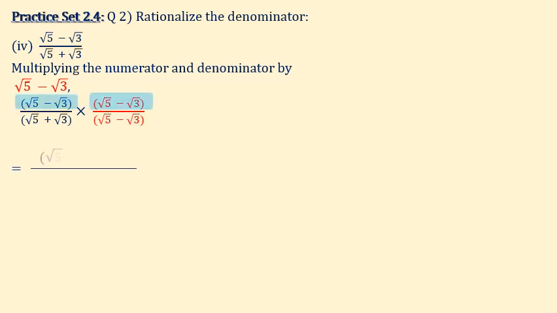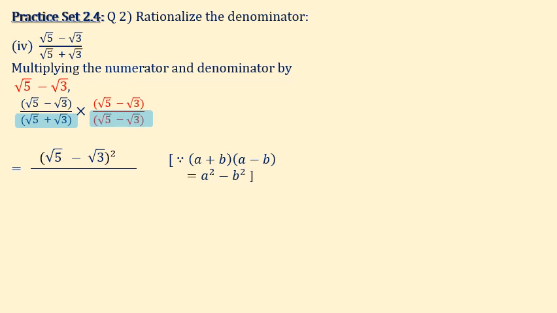Now we multiply the numerators, we get root 5 minus root 3 the whole square. To multiply the denominators, we can use the identity a plus b into a minus b, which is equal to a square minus b square. So your a square will be root 5 square minus b square will be root 3 square.